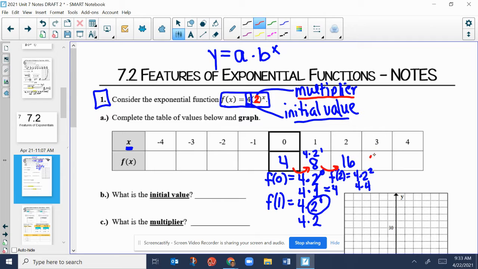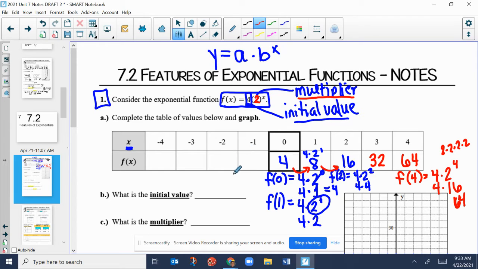So I could either just call this 32 and then multiply that by 2 and call it 64, or I could look at f of 4, for example. It's 4 times 2 to the fourth. So that's 4 times 2 times 2 times 2 times 2. That's 16, and that gives me 64. So that's not too bad with the positives. Let's look at the negatives.